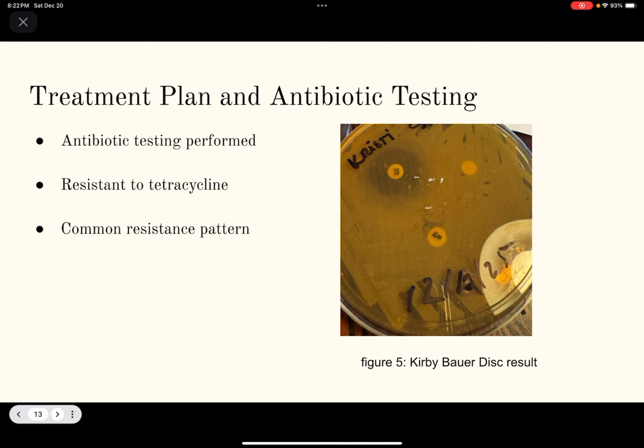Antibiotic testing showed that the bacteria was resistant to tetracycline, like on the Kirby-Bauer disc, and resistance to tetracycline is common in E. coli. So this did not affect treatment because tetracycline is not usually used in young children. So the treatment would involve antibiotics commonly used for kidney infections in pediatric patients.